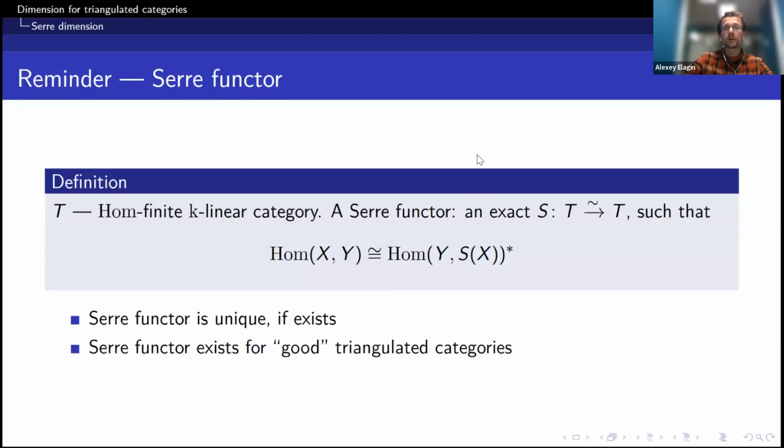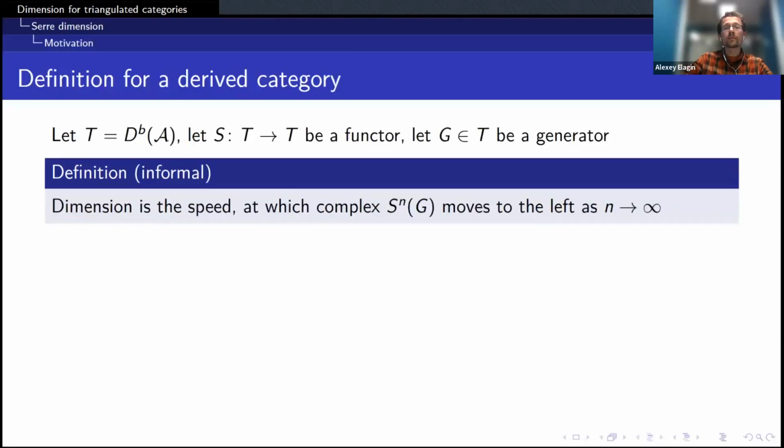Now, how to produce an invariant from an autoequivalence of the category? At first, let us assume that our category is a category of some complexes. So objects of this category T have cohomology. And let's assume we have an exact functor. Let's take some generator, and let's apply iterations of this functor to this generator.